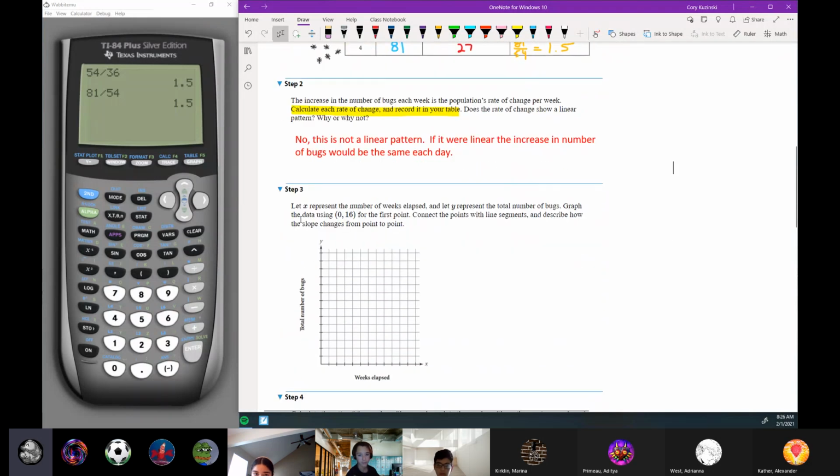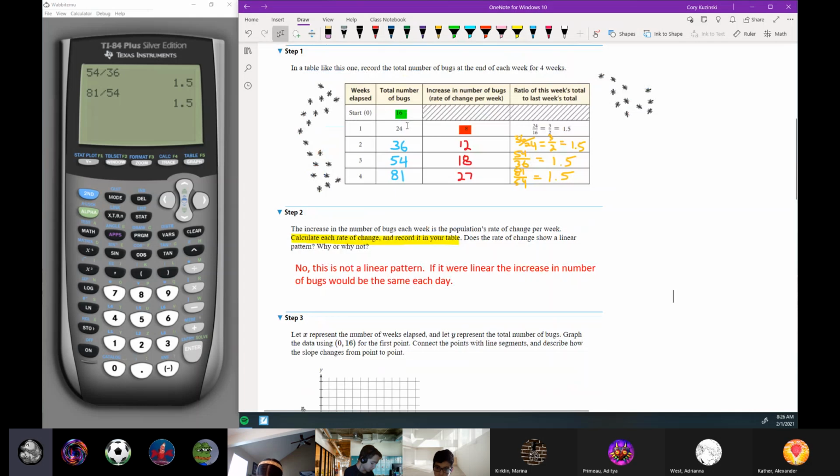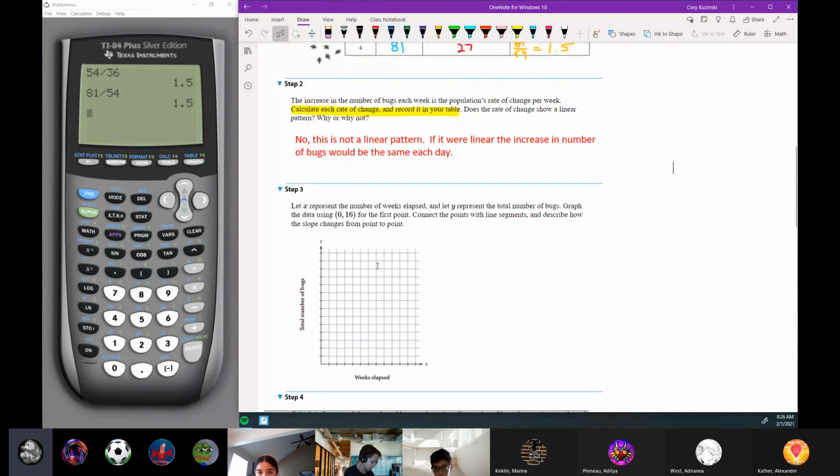Let's make a graph. Let X represent the number of weeks elapsed and let Y represent the total number of bugs. Graph the data using 0, 16 as the first point, as in week 0, 16 bugs. Connect the points with line segments and describe how the slope changes from point to point.